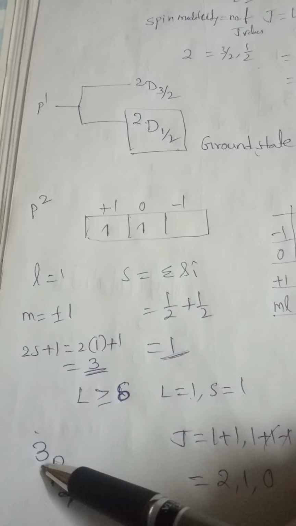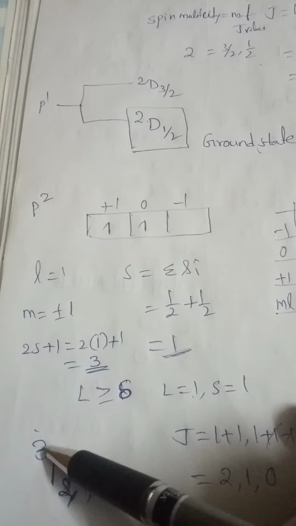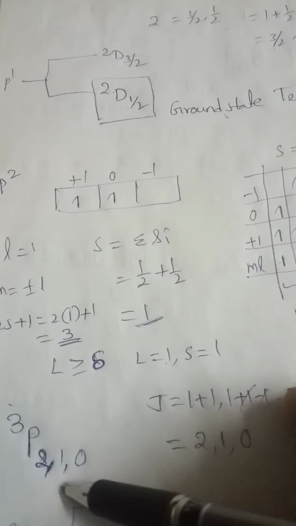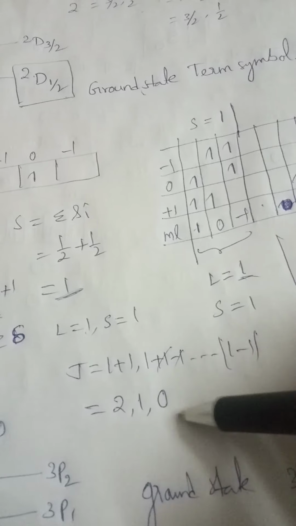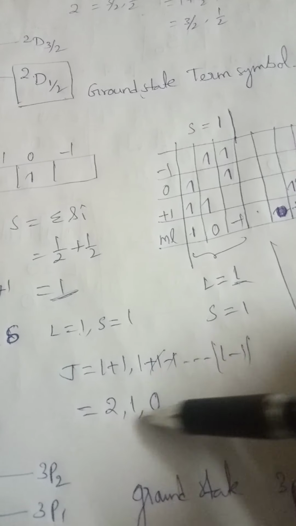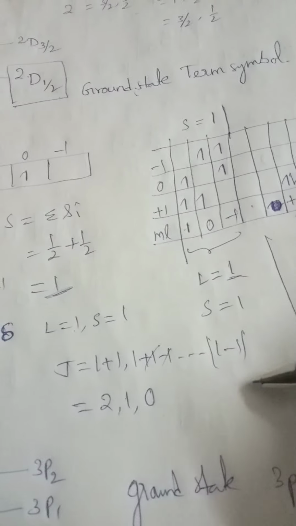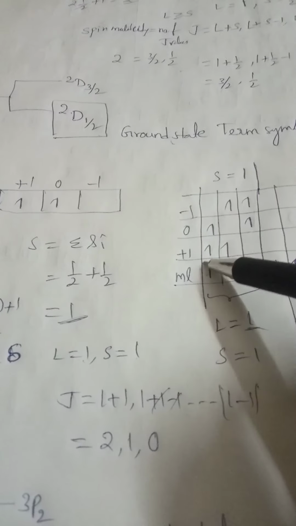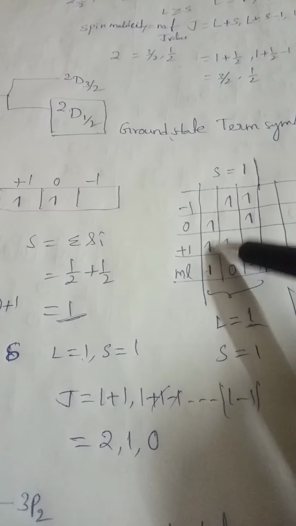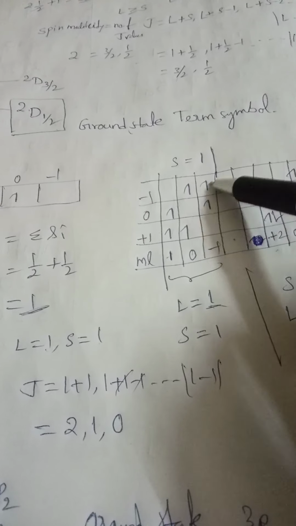So we get a triplet. L is greater than S, so how many J values do we get? Spin multiplicity is 3, so we get only 3 J values: L plus S, 1 plus 1, then 1 plus 1 minus 1, so on, 2, 1, 0. How do we get these L values? There are several possibilities, where S equal to 1 means the electrons are filled one each in different orbitals. This is one possibility, this is one possibility, this is one possibility.